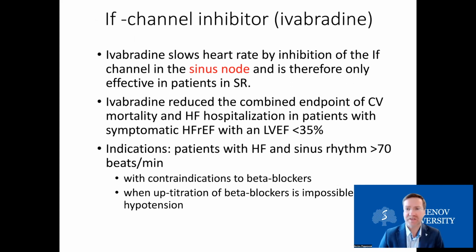If channel inhibitors, ivabradine. Ivabradine slows heart rate by an inhibition of the If channels of the sinus node. So the property of ivabradine is to reduce sinus rhythm without decreasing blood pressure. That's why we can use ivabradine together with beta blockers, or instead of beta blockers if beta blockers are contraindicated, or we could give the maximum dose because of hypotension in patients with sinus rhythm.